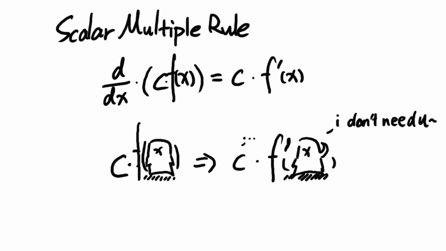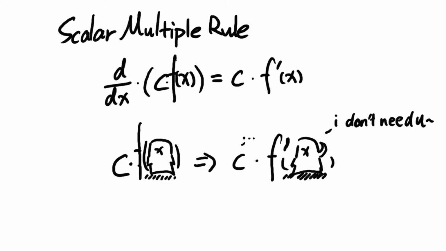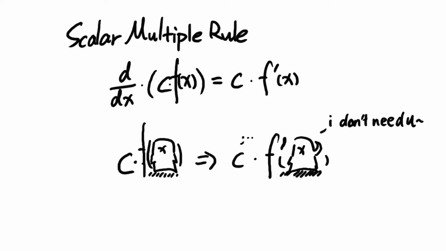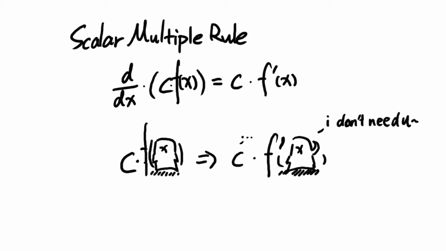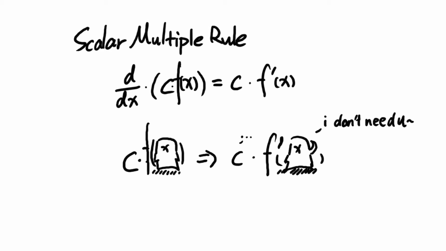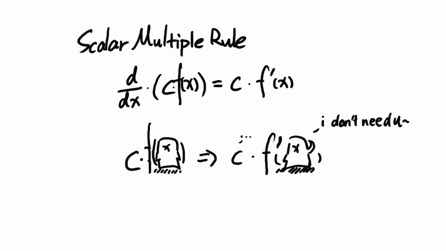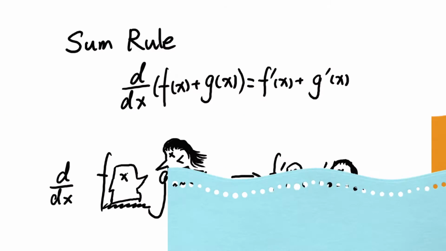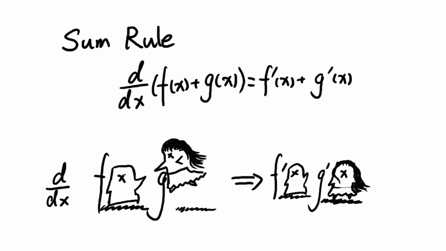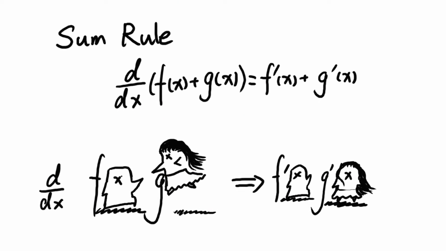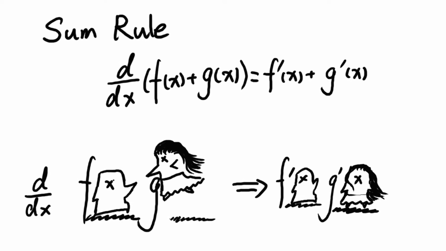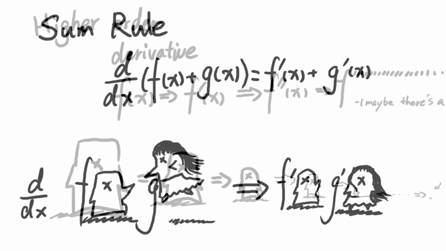The third one, scalar multiple rule. If c is any constant, d/dx of c times f(x) is equal to c times f'(x), the derivative of f(x). This will be talked about later in 3.2 of product rule. The last one, sum rule. d/dx of f(x) plus g(x) is equal to the derivative of f(x) plus the derivative of g(x).